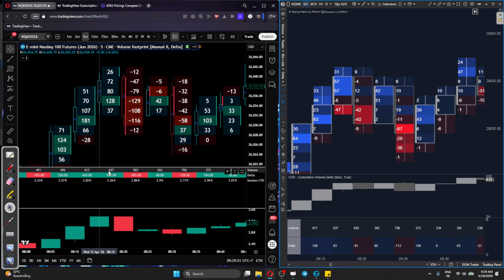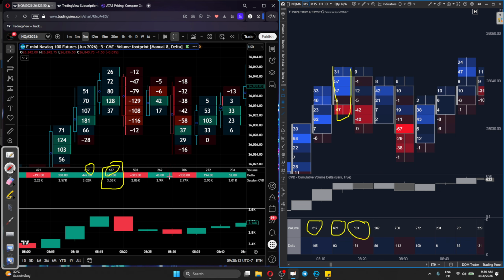Before we look at the candles, I think it's interesting to look at this right here. Look at the cluster here. This is the volume, 627, and I was surprised to see that comparing with this candle, same candle, it's the same volume actually: 627, 617, 503. I thought that was interesting. I didn't expect that TradingView would have the proper volume on the candle.